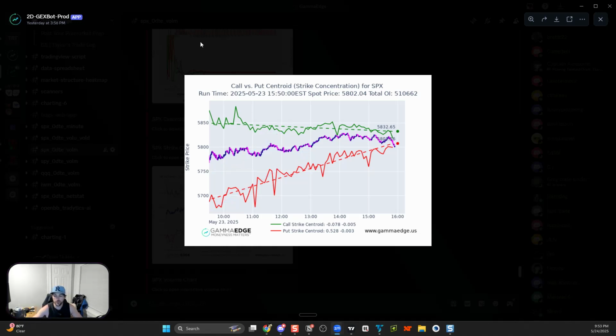And remember, price goes to where transactions are occurring. That's why these centroids are critical to track. Because as you can see, as we start to get out towards the end of the market, we're not seeing that expansion higher in call speculation. And we need that if we want to see price move higher.